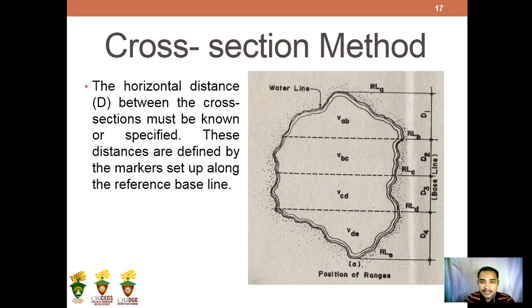So it is necessary to determine the horizontal distance between cross sections. For example, for range line A and range line B, we need to determine the distance between the two ranges. For example, range line A and B, so we have distance 1. And these distances are defined by markers set up along the reference baselines. So for example, this is your reference baseline. So you have here range line A to range line B, D1, D2, D3, and D4.